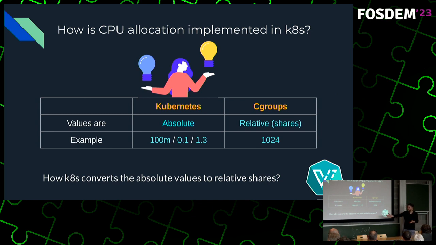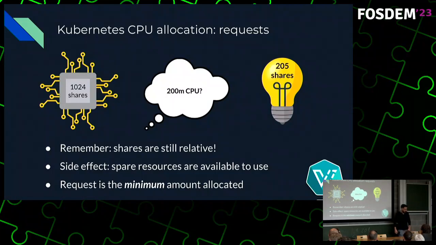So how does Kubernetes convert between the absolute values and the relative shares? We can think about one CPU as 1024 shares, just because it's the default in cgroups. So let's say that a pod asks for 200 milli-CPUs. This is actually a fifth of a CPU. So what we can do is divide 1024 by 5, and we get approximately 205 shares. And this would work, but remember that shares are still relative.